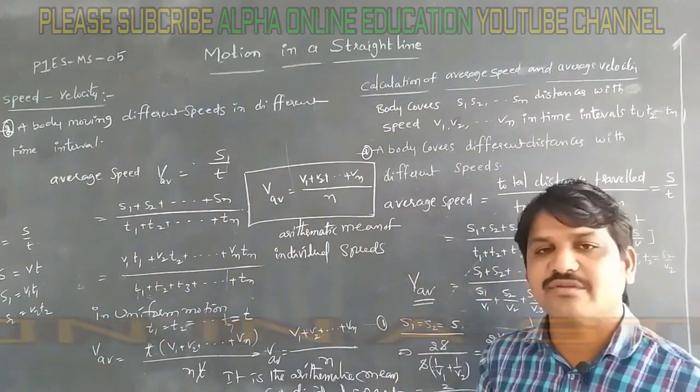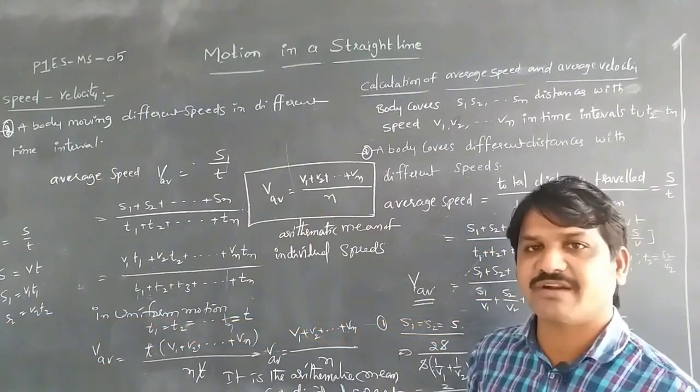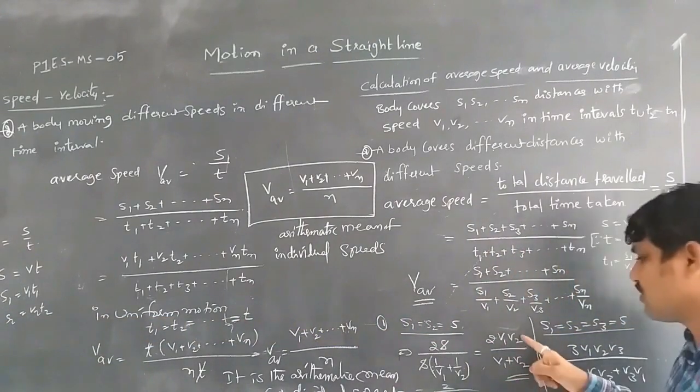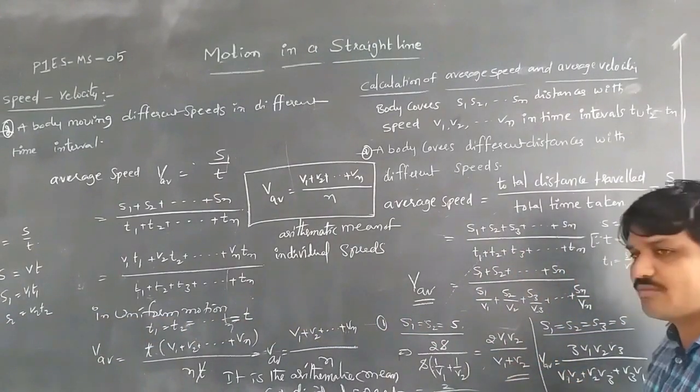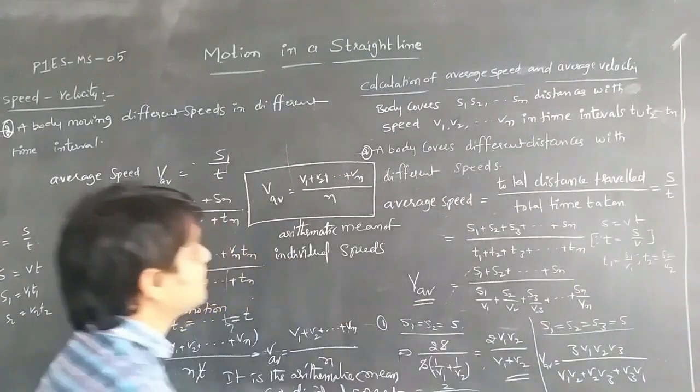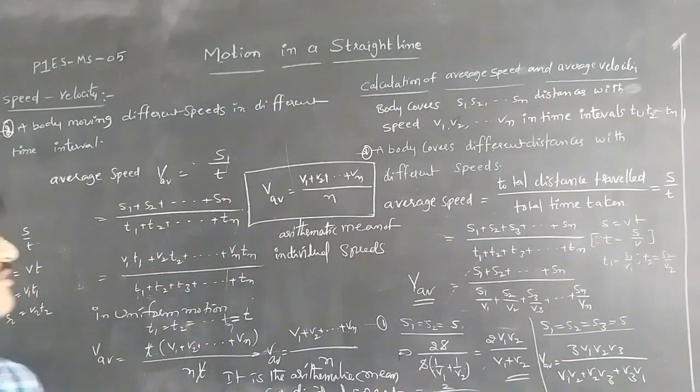If a body is moving different distances with different speeds, then we get the value 2 V1 V2 by V1 plus V2 as the relation. This is about average speed and velocity.